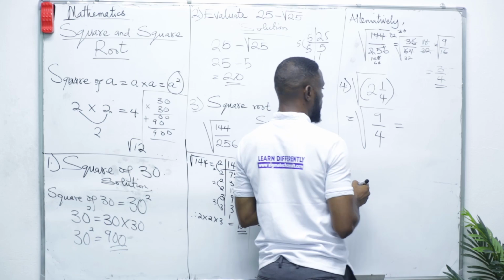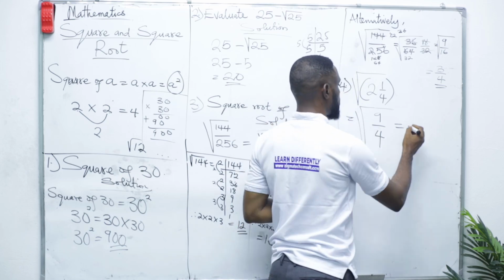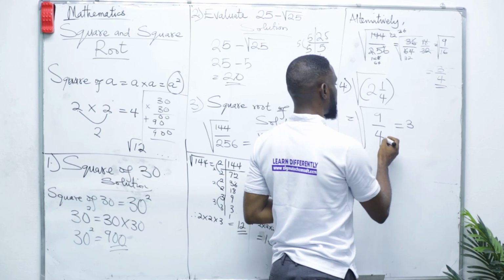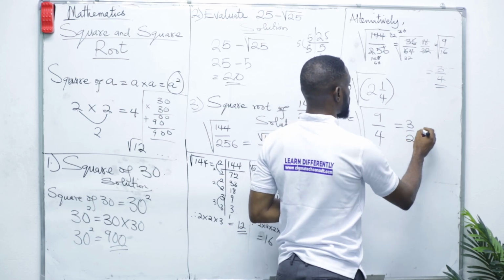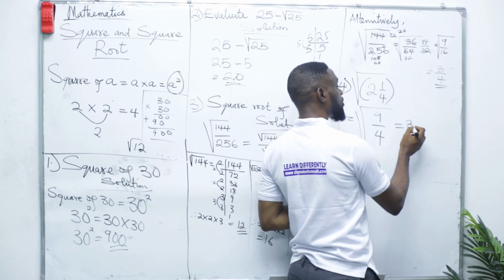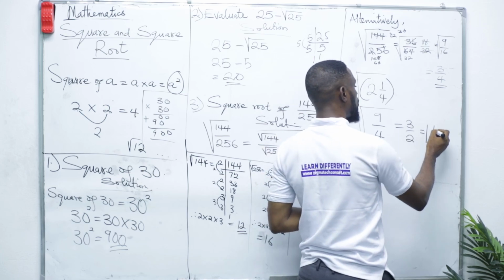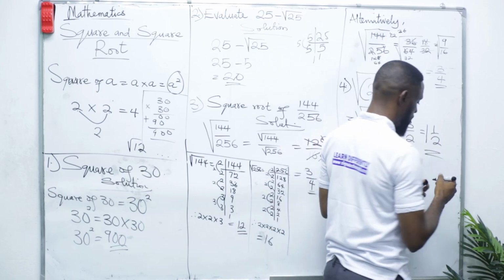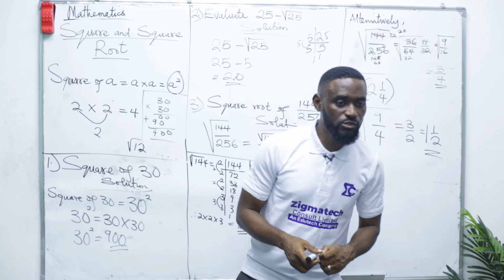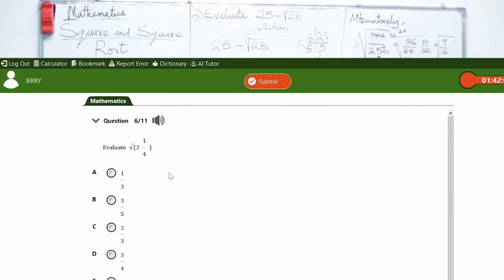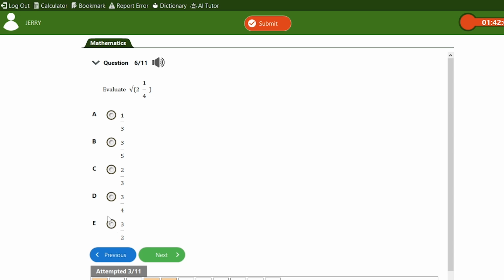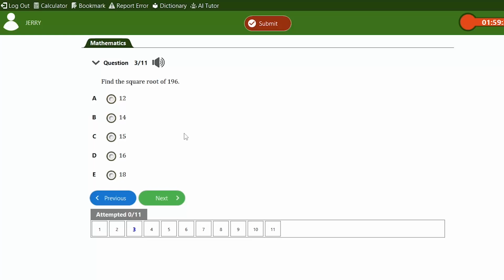So this means that the square root of 9 is 3, while the square root of 4 is 2. So this will give us 1 whole number 1 over 2, or 3 over 2. They didn't convert it to a mixed number. So 3 all over 2 is the answer for this particular one. All right? Okay, so let's solve one other question here.